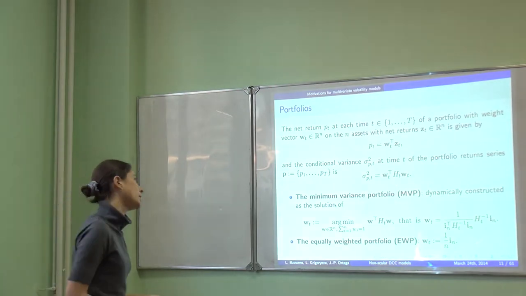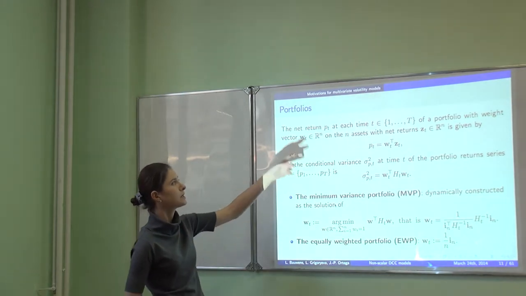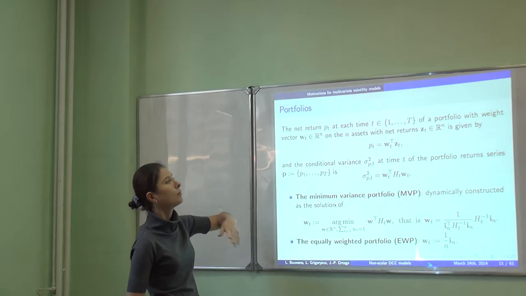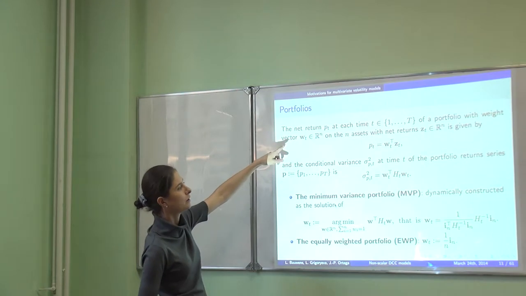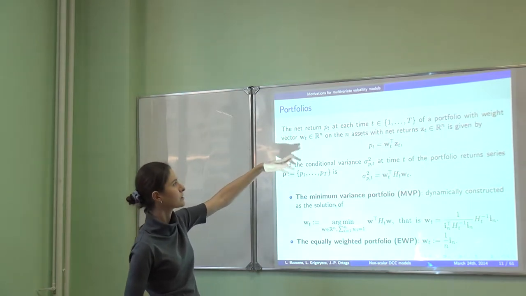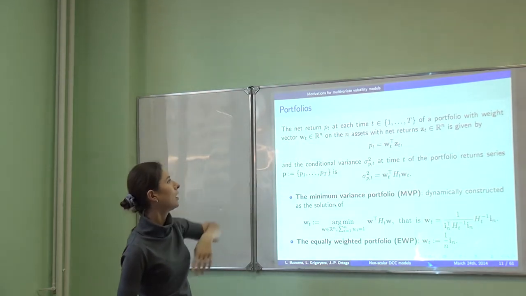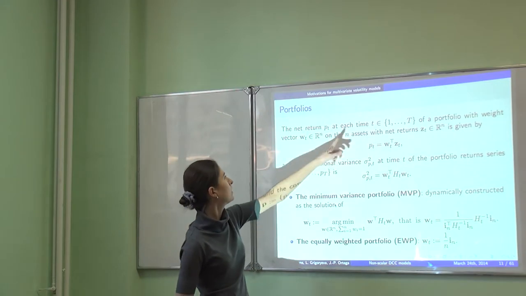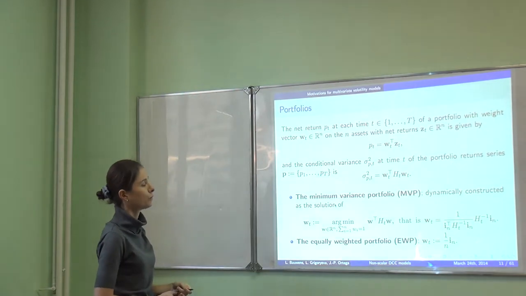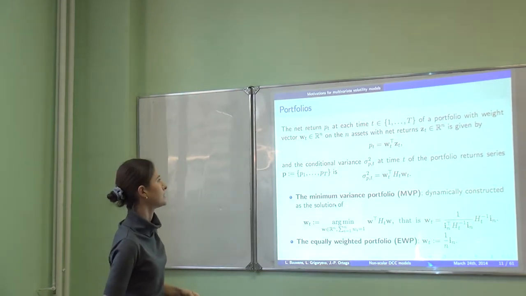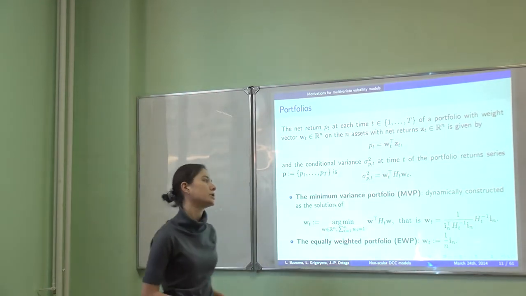So how do we deal with portfolios? It's a usual setup. We have the net return at some moment of time t. We have some portfolio with weight vector w_t. As I said, whenever I put a bold character, it is always a vector for us. So we have n assets, and n is the dimension of our weight vector, and we have the portfolio net return p_t, which is just the multiplication of our weight vector with the net return z_t. And we have the conditional variance at the moment of time t, which is given by this relation, nothing new.